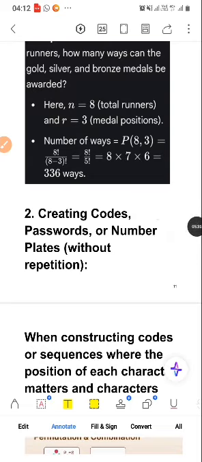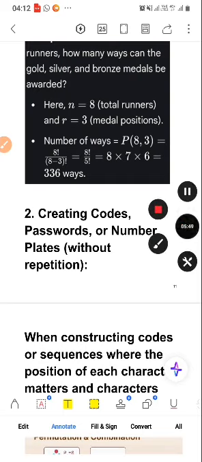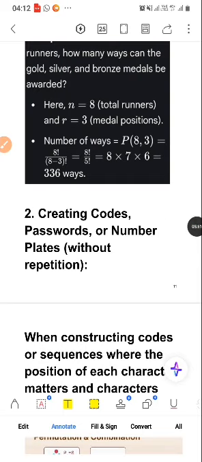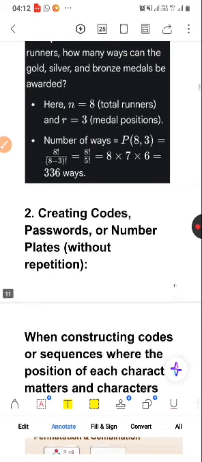Another application that we spoke about was creating codes, passwords, or numbers. In our car number plates, they employ the application of permutation, and also in our phone numbers, because the arrangement is very, very important. Anytime you change a number, you basically go to a different user. The call goes to a different user on the same network.